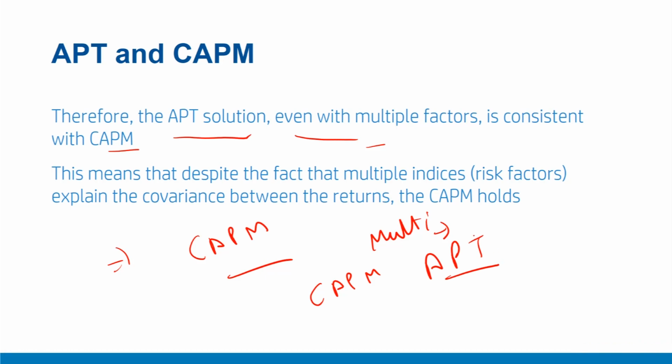To summarize, in this video, we examined whether CAPM and APT are consistent in the presence of multi-index generating process. We found that CAPM and APT can remain consistent with each other even in the presence of multi-index generating process.